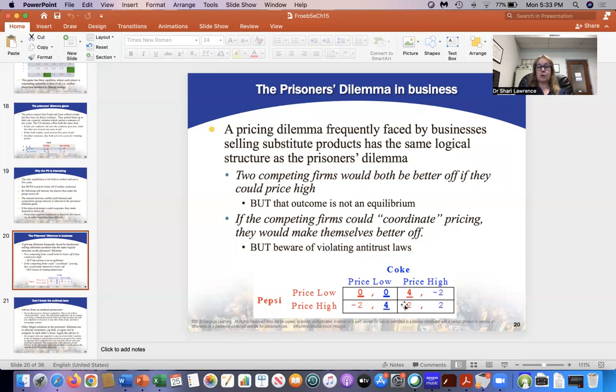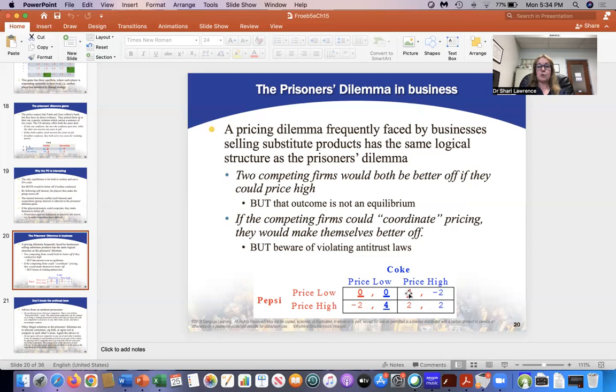If both Coke and Pepsi charge the high price, they each get $2 million in profit. If they both charge the low price, let's say this is abnormal profit. Remember back to chapter 2 or 3. This would be above a normal rate of return, 2 million above normal rate of return. If they charge a low price, they're just going to get their normal regular profit, no abnormal profit. If one charges a high price and the other charges a low price, the one who charges the low price can make 4 million. The one charging the high price is going to lose 2 million. All right, so this is if Pepsi charges a low price and Coke charges a high price.